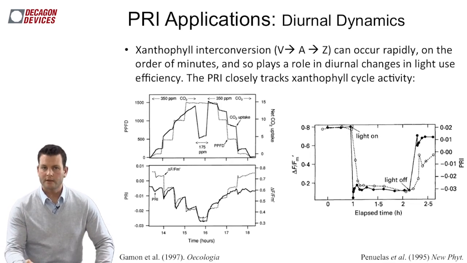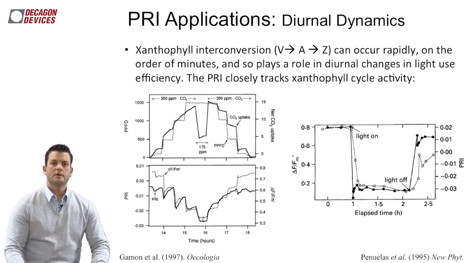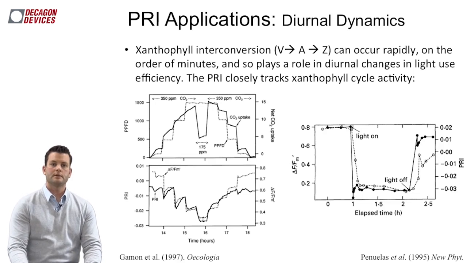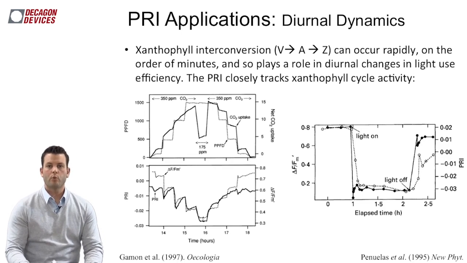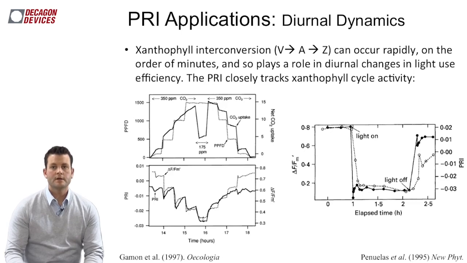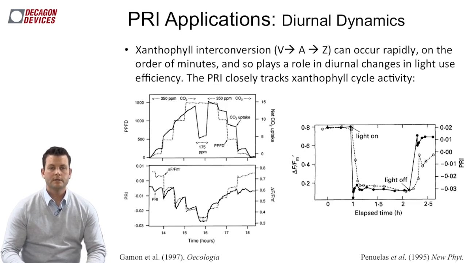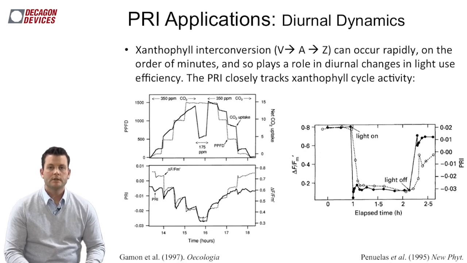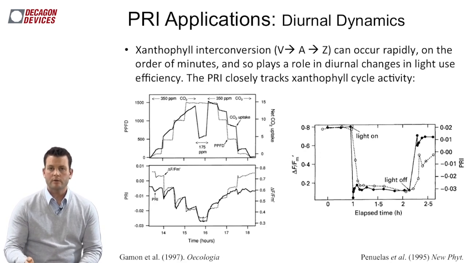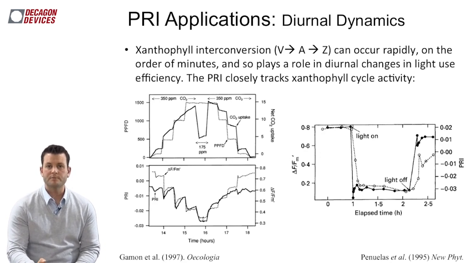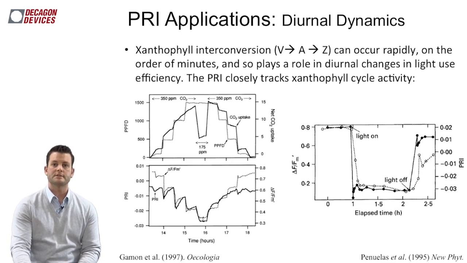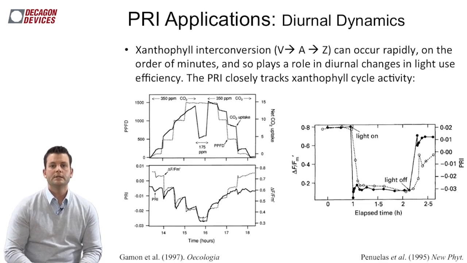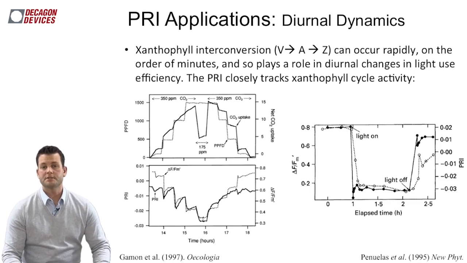So, another simple but elegant experiment on the right-hand side, where again we're looking at the temporal evolution of fluorescence and PRI over time. So the plants start off in the dark at hour 0, and then after about an hour the lights are turned on and we see an almost immediate response of fluorescence and PRI. So they very strongly respond downward in correlation with light use efficiency.